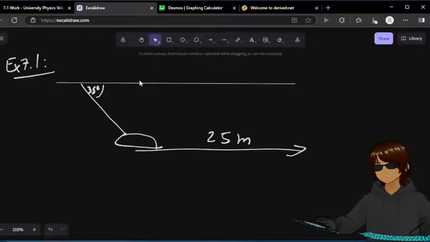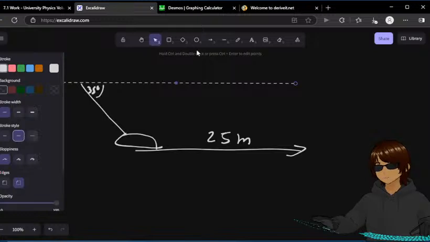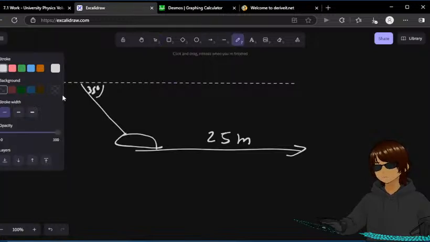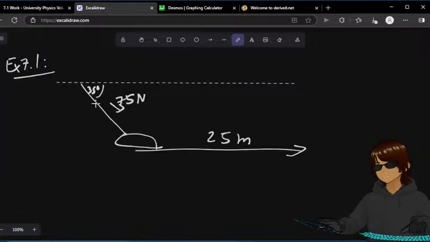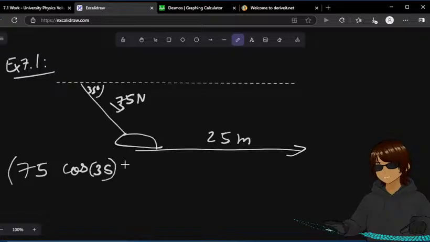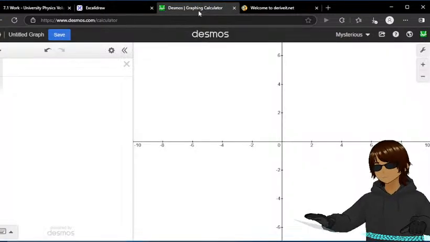So, right, this is the horizontal, and this is 75 newtons. So 75 cos 35 will give me the force in the horizontal direction. And I have to multiply all this with 25. And what do I get?